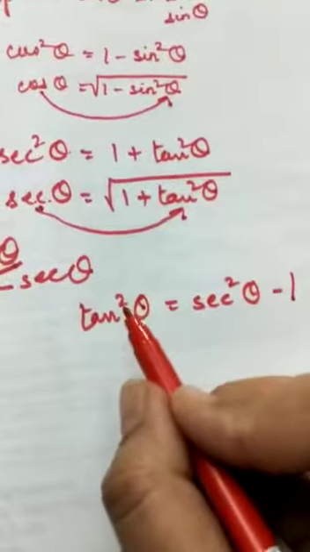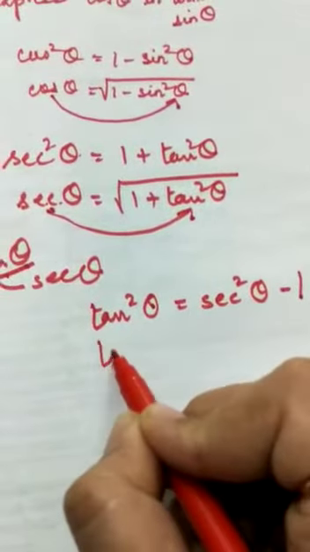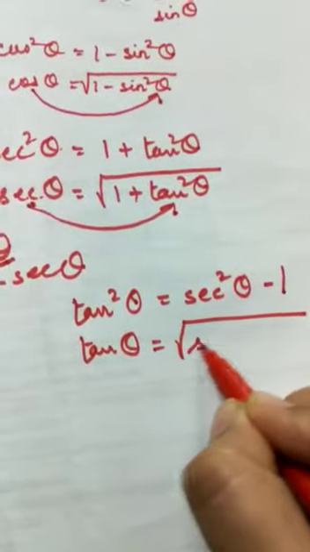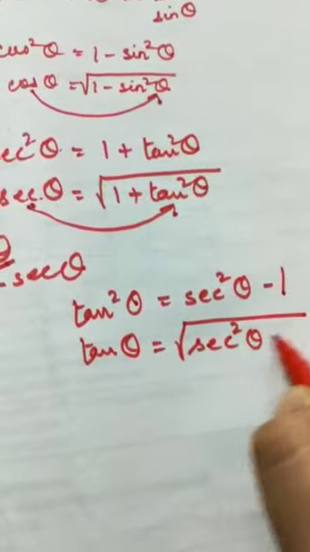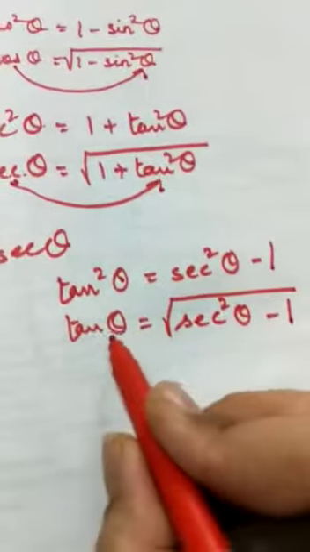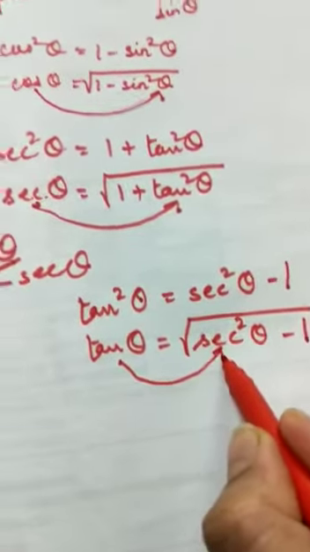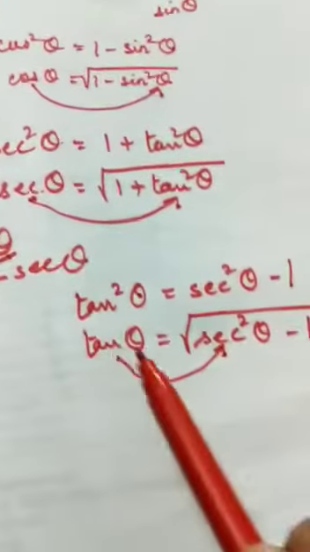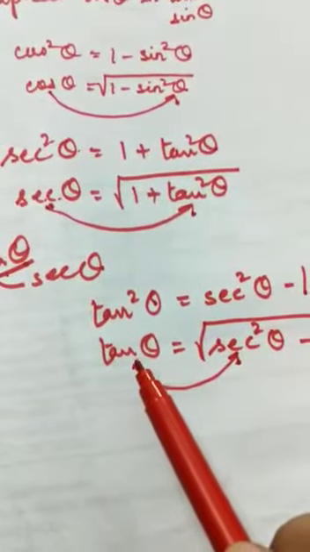Again, while shifting this square to that side, it will become tan theta equals under root of sec square theta minus 1. What we got is tan in terms of sec. So there are many other forms in which you can convert one trigonometry function into another. So in this way, all the identities you have to learn.